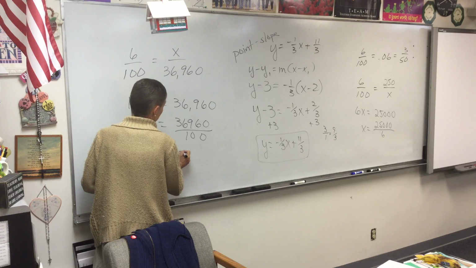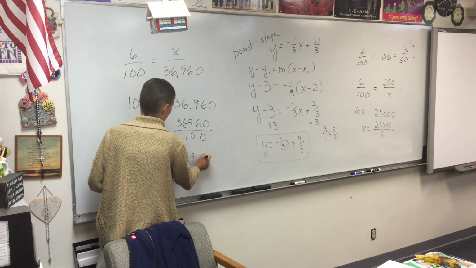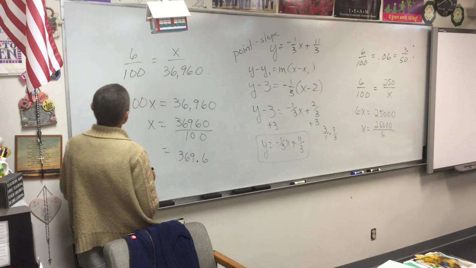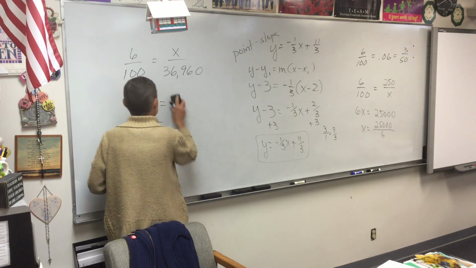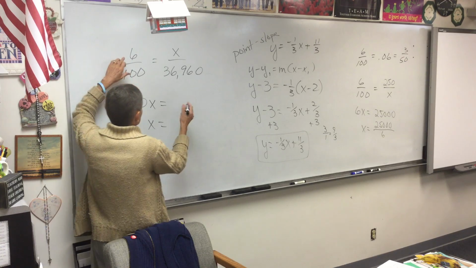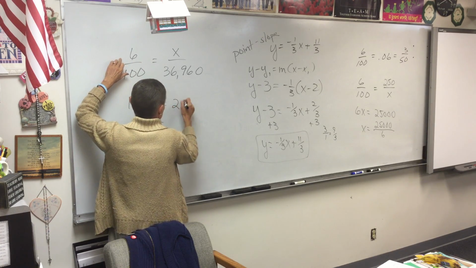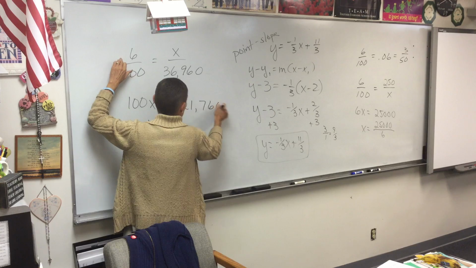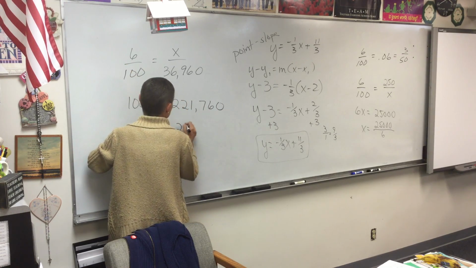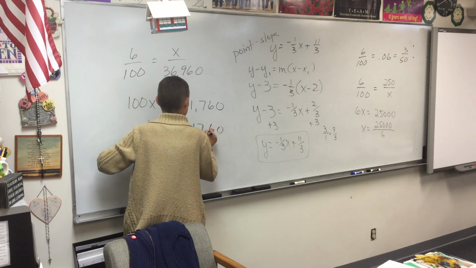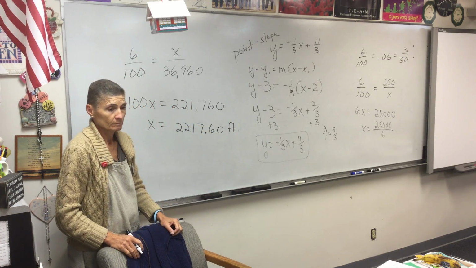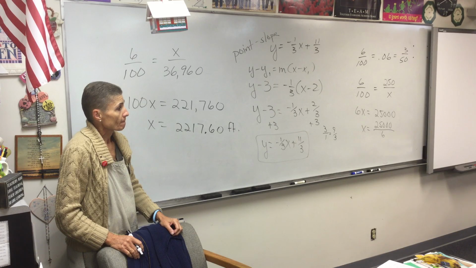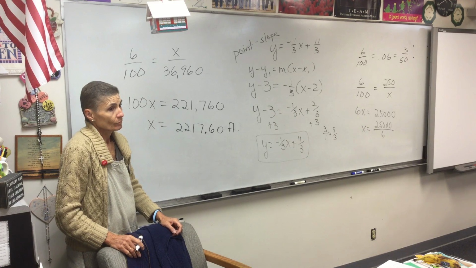So you should have gotten 369.6, is that right? Is my arithmetic right? Oh, no. I forgot the 6. What's that turn out to be? 221,760. And so your answer ended up being 2217.60 feet? Everybody okay with that?